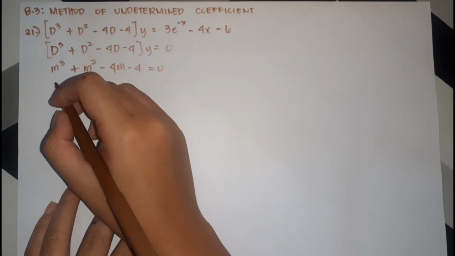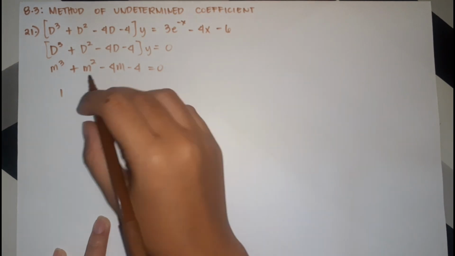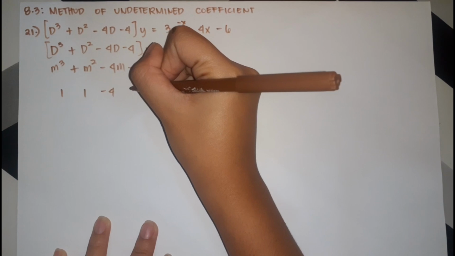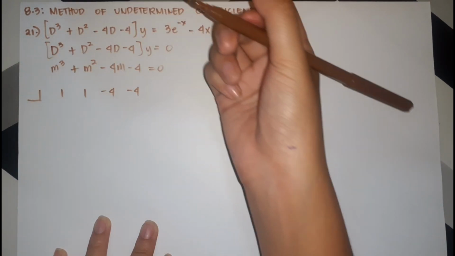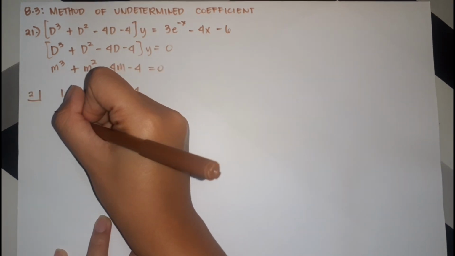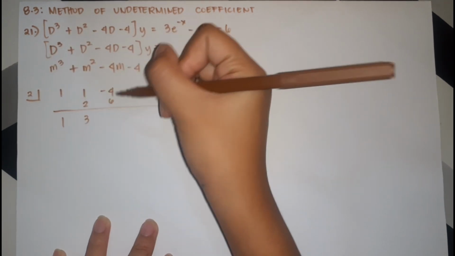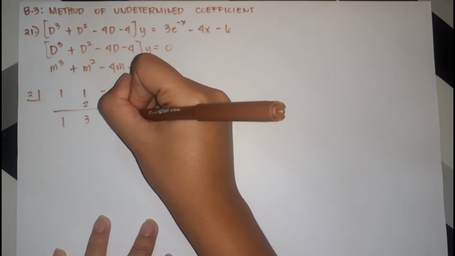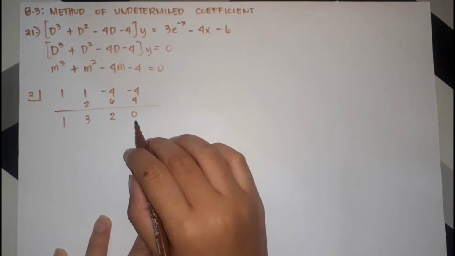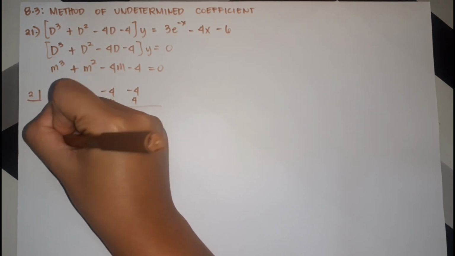Then we will use synthetic division in getting the roots. We write the coefficients of the terms here: 1, positive 1, negative 4, and negative 4. First we will try to use positive 2. So 1 times 2 is 2, 1 plus 2 is 3, 3 times 2 is 6, 6 minus 4 is 2, times 2 is positive 4, and this is equal to 0. Therefore, our first root is positive 2.